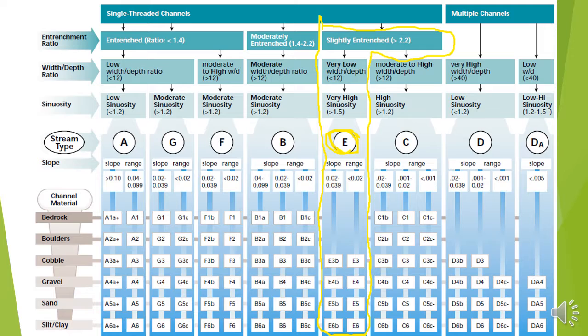Using the entrenchment ratio of greater than 2.2, we were able to first determine what area it would be in for single-threaded channels, being either an E or C, and then determining that the width to depth ratio is much smaller, being less than 12. We were able to work it down and move into an E type channel for our stream type.